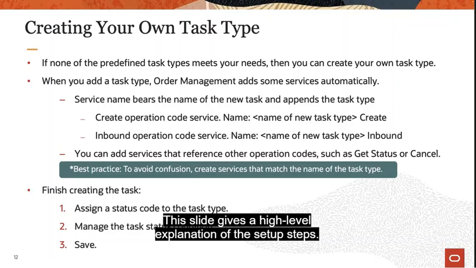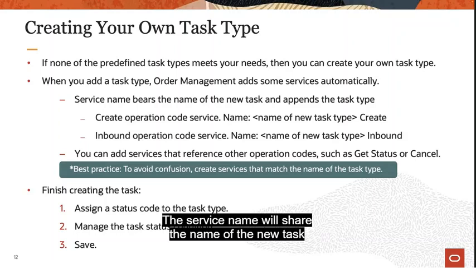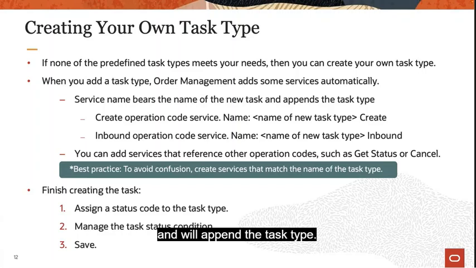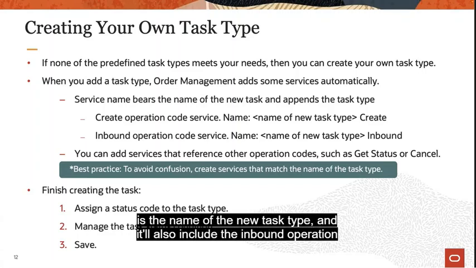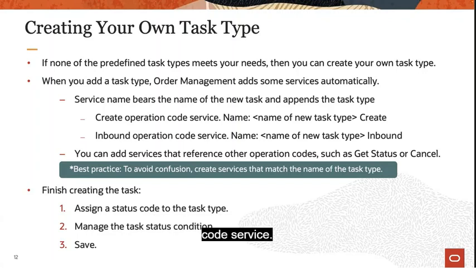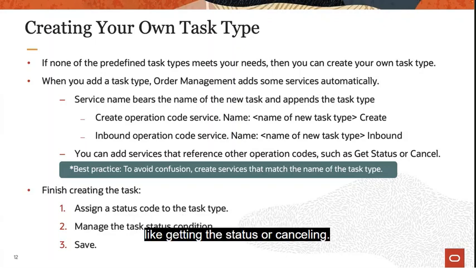When you do add a task type, Order Management will add some services automatically. The service name will share the name of the new task and will append the task type. You'll create the operation code service, which is the name of the new task type, and it'll also include the inbound operation code service. You can also add services that reference other operation codes, such as getting the status or canceling. Note the best practice.